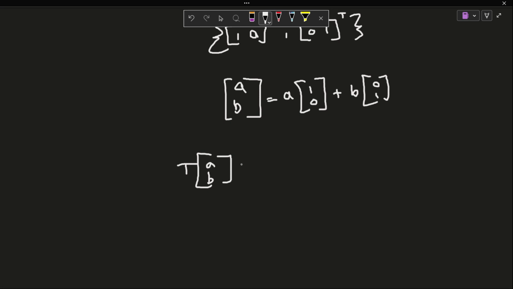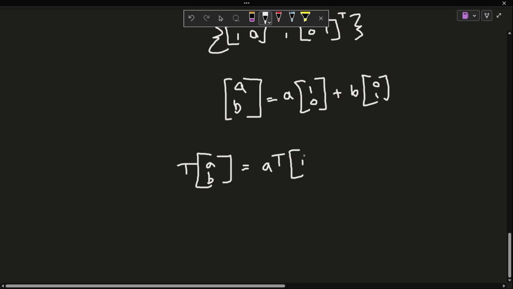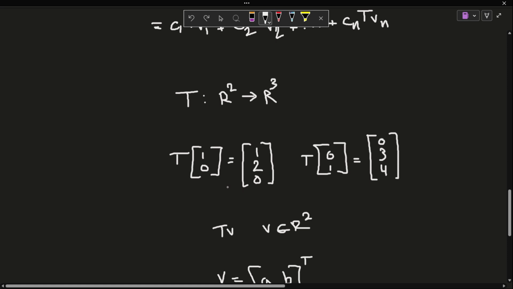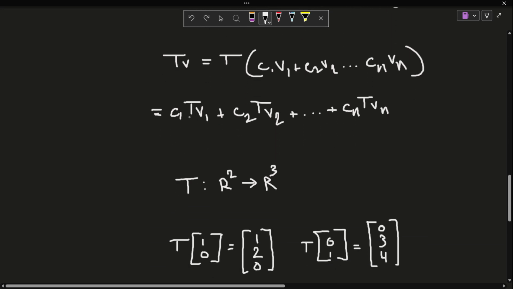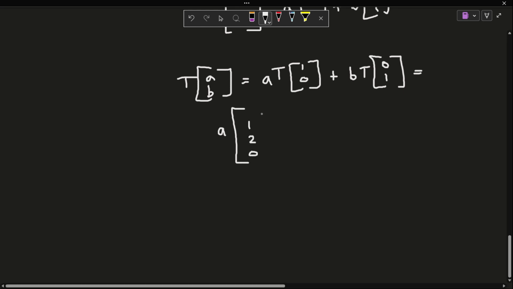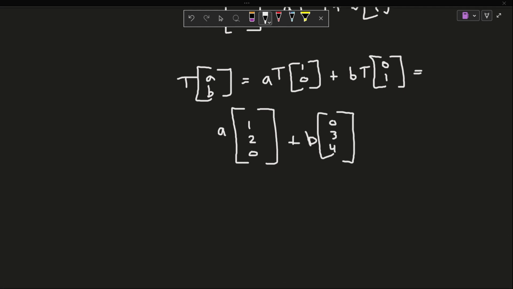If we input (a, b) into our T, we can rewrite this, right? So that's going to give us a times T of (1, 0), substituting whatever we got here, and then b times T of (0, 1), right? So we're applying the transformation now, because what we understood is that T of any vector V is going to be some operation on the basis times a scalar that makes our vector. And so that's going to give us a times (1, 2, 0), and then b times (0, 3, 4).